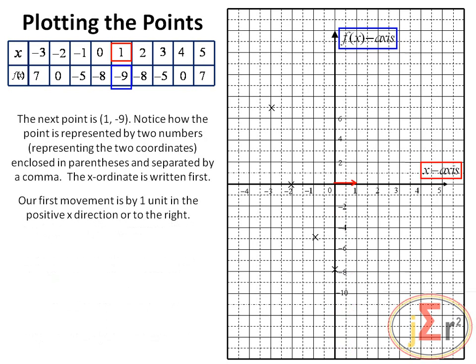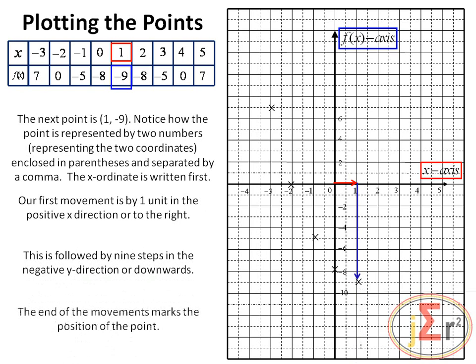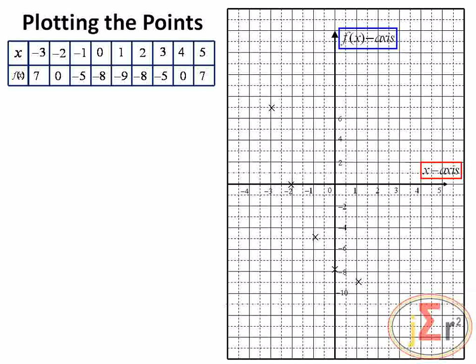Our first movement is by 1 unit in the positive x direction, or to the right. This is followed by 9 steps in the negative y direction, or downwards. The end of the movements mark the position of the point. The next point is 2, negative 8.